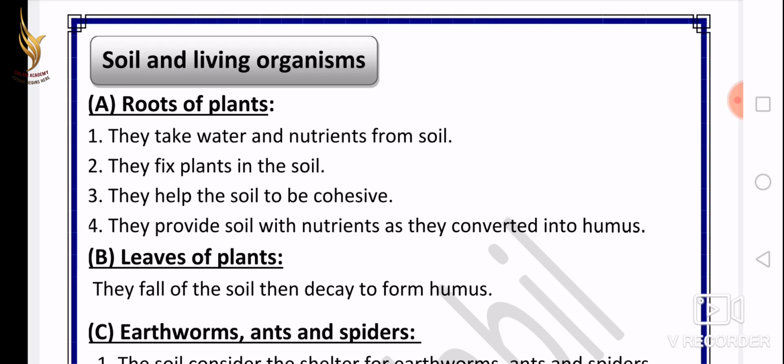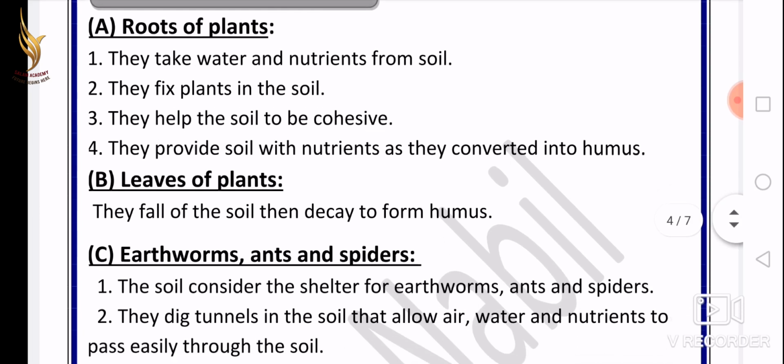So, roots take the water and nutrients from soil. Roots fix the plant in the soil. Okay? Also, roots are important to the soil, helping soil to be cohesive. Cohesive means holding soil in place. Roots of plants hold soil in place and prevent soil erosion from happening quickly. Okay? Also, roots provide soil with nutrients as they are converted into humus after death.